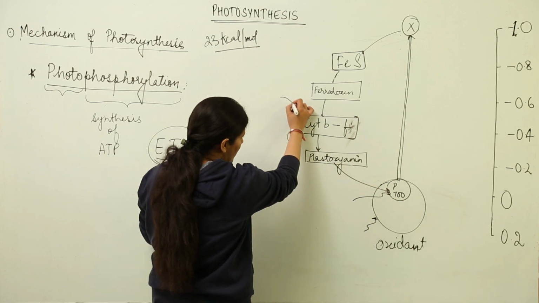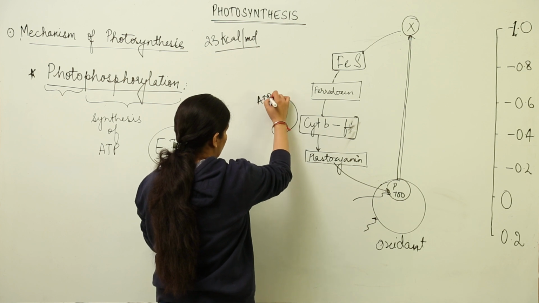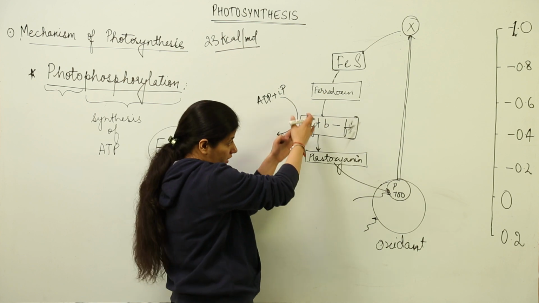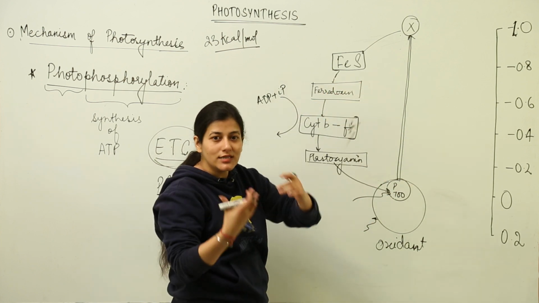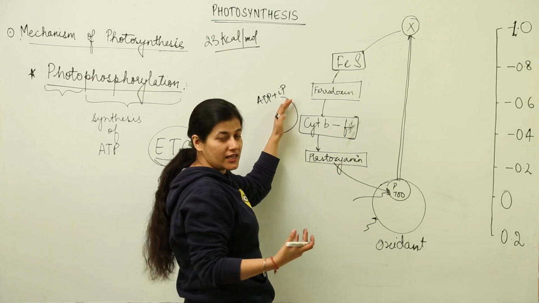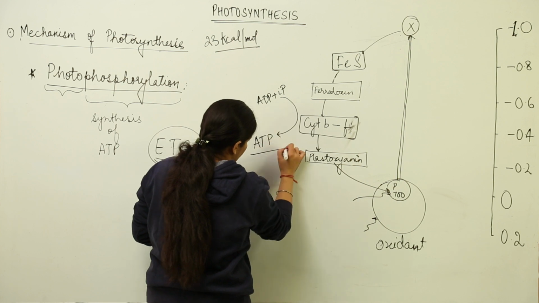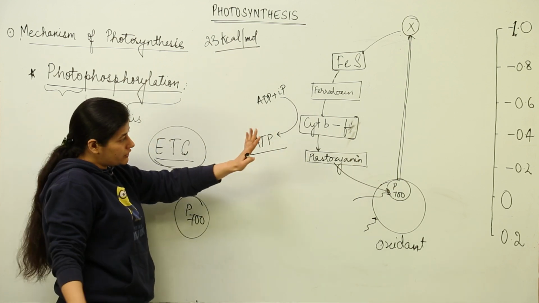And while this transition is taking place, the ADP along with inorganic phosphate, because the electrons are coming down the redox potential, as you can see, they are losing energy. This energy is taken up by ADP in the formation of ATP. So this is what cyclic photophosphorylation is all about.